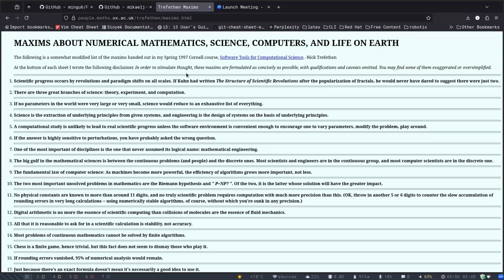I like all of them. This is particularly good. Number 9, the fundamental law of computer science: as machines become more powerful, the efficiency of algorithms grows more important, not less. Because it leads to laziness, when you can get away with things. Yeah, it's very good.